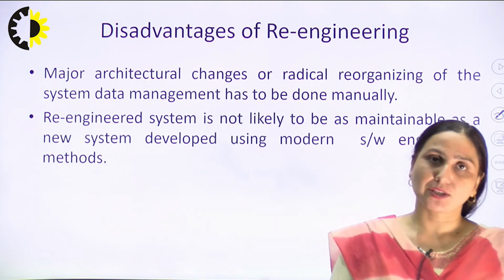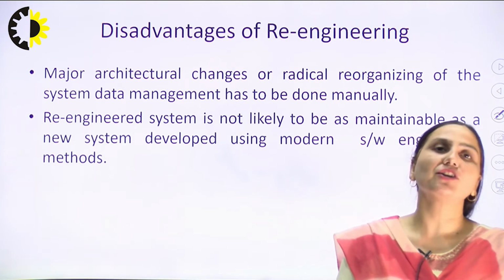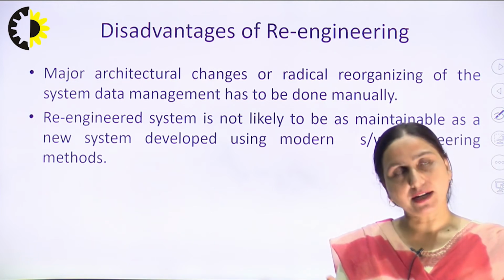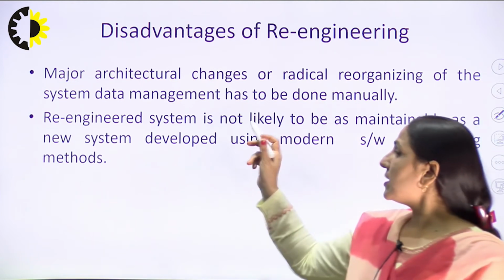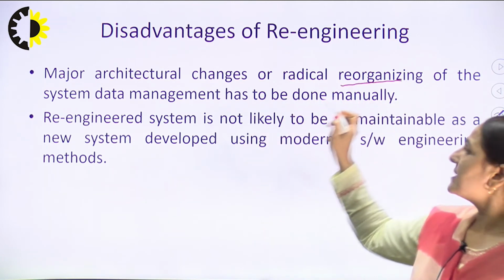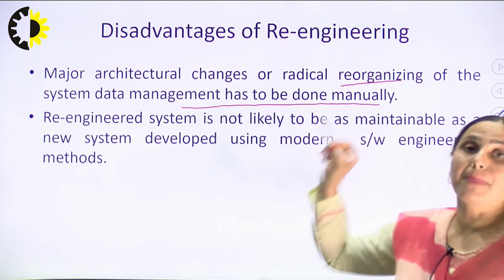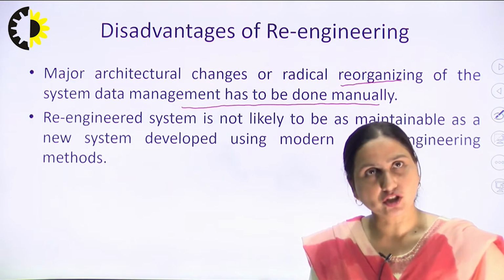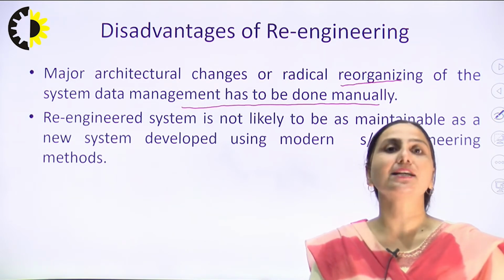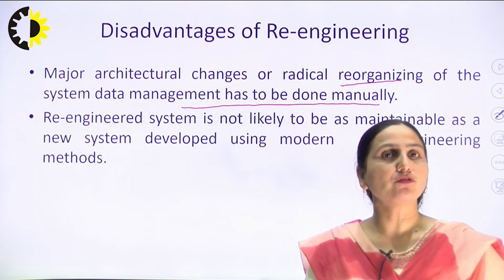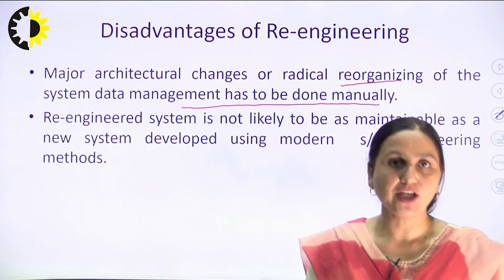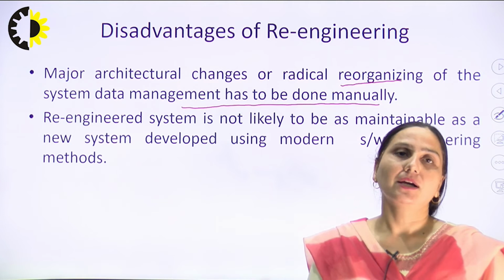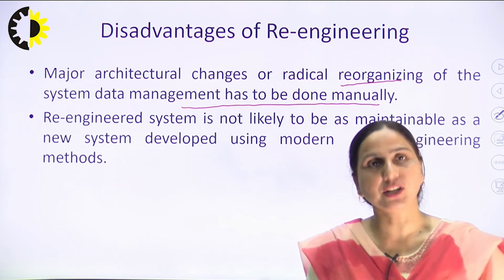Then of course, if we have some advantages, we cannot say that there are no disadvantages. So there are different disadvantages of re-engineering. What are they? Major architectural changes or radical reorganizing of the system data management have to be done manually, which is again a very tedious task, right? Any architectural changes or reorganizing of the management of the particular system need to be done manually. This is a tedious task, and it is for this reason that it falls into the category of the major disadvantages of re-engineering of the system.